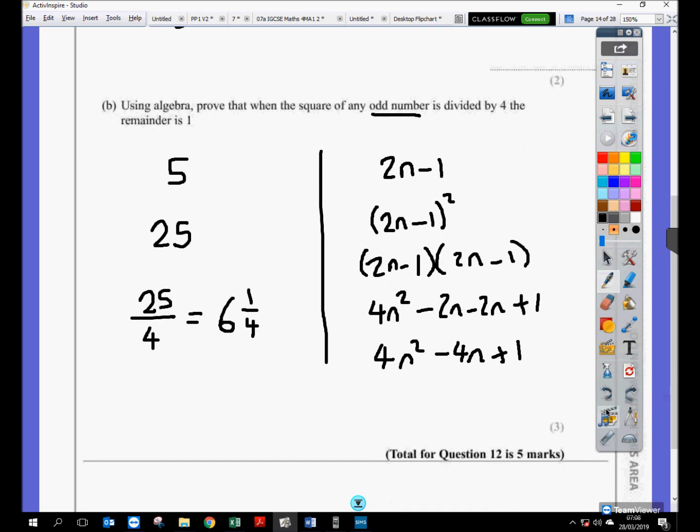Now, I need to show that when it's divided by 4, the remainder is 1. This remainder is 1, that's the bit at the end. So if you can factorize a 4 from the first two terms, like this, it shows that when the number is divided by 4, 4 will go into it, as we can see here, and the remainder is 1. There's a 1 left at the end there, and that's absolutely fine. It's fine to leave it like this. It's showing part of it is a multiple of 4. 4 goes into it, and there's a remainder of 1. That's fine.